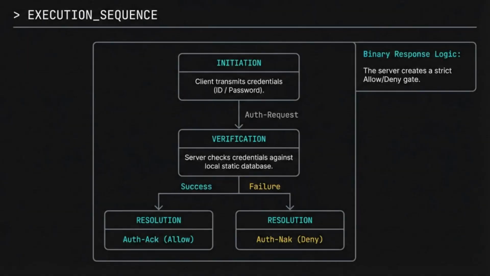All right, that brings us to the heart of our analysis, the critical flaw. Let's break down exactly how PAP works and, more importantly, where its design goes so wrong from a modern security standpoint. The process itself is a clean, three-step sequence. First up is initiation. The client sends its credentials, just a username and password, in an authentication request. Then comes verification. The server gets that request and checks the credentials against its local database.